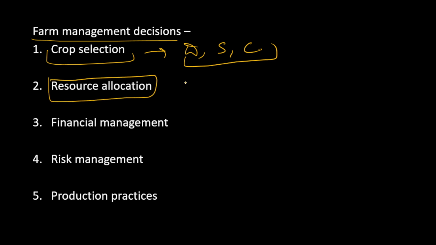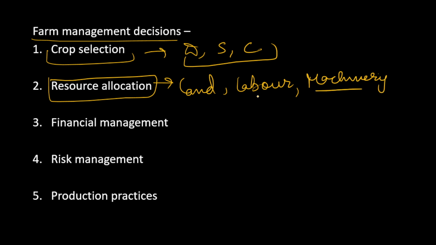Secondly, we have to do resource allocation. Okay, we have to allocate land to various crops. We have to allocate labor as per the work. We have to allocate machinery. All these things need to be done to increase the efficiency of all our inputs or all our resources. So resource allocation is a major decision to make here.